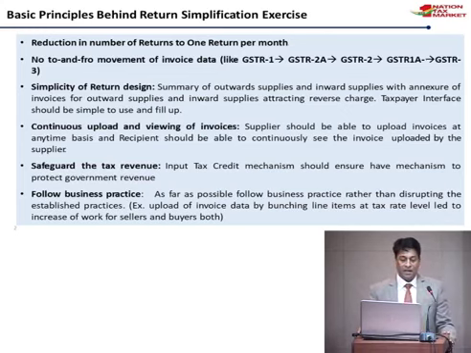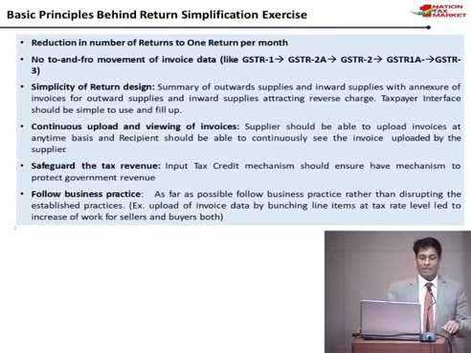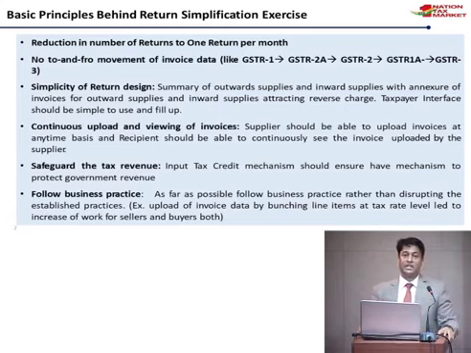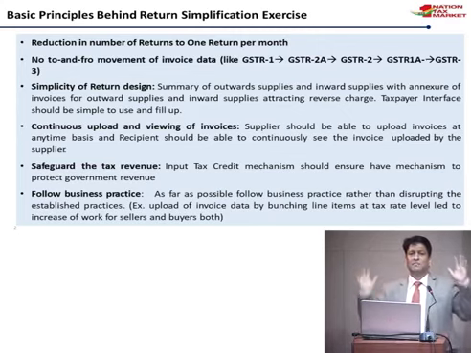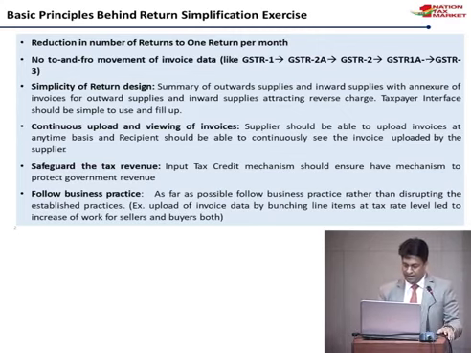Subsequently, they are saying now there will not be any requirement of to and fro movement of invoice data. GSTR 1, then getting 2A, then 2, then 1A, then GSTR 3, nothing required. So what they are going to do? Simplicity of return design. They are designing the return with the simplicity. What would be the simplicity?